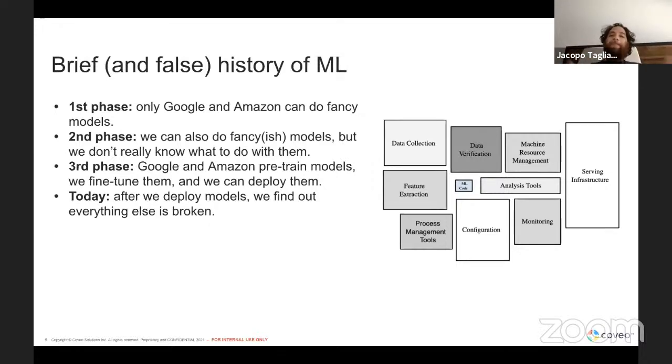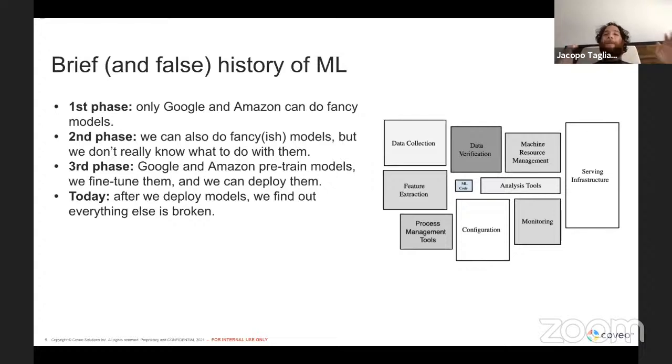Because now we hopefully have found a way to go from notebooks to deploying a model. And we're going to discuss some of the ways in which you can do that, in the unfortunate case that you didn't really figure this out by yourself. So what happens now, as in right now, if you went through all these stages, is that you find out that after we deploy models, everything else is broken.